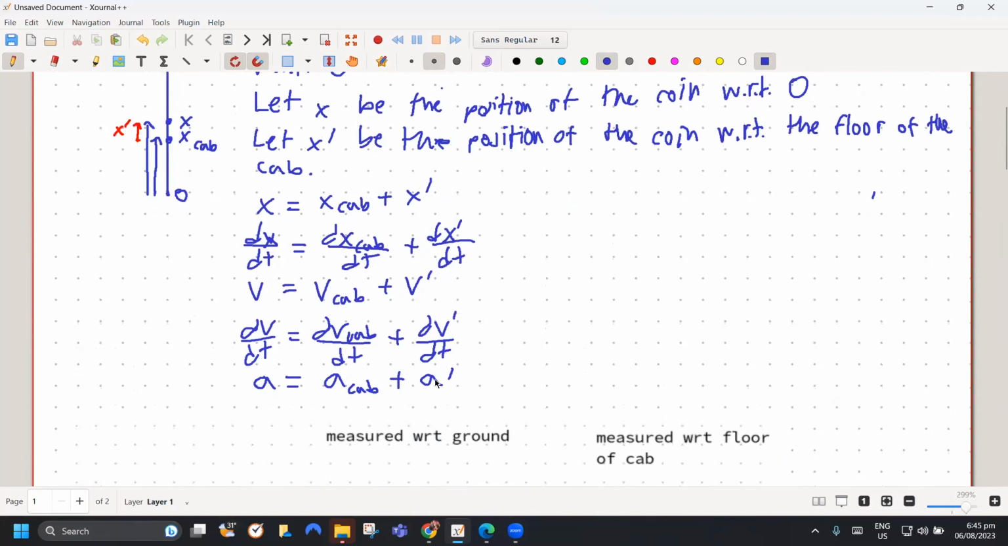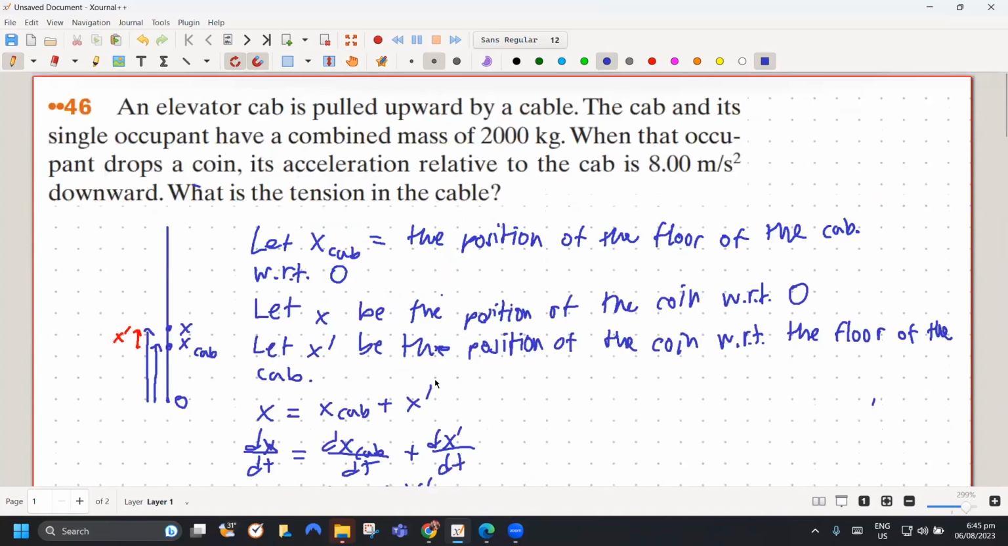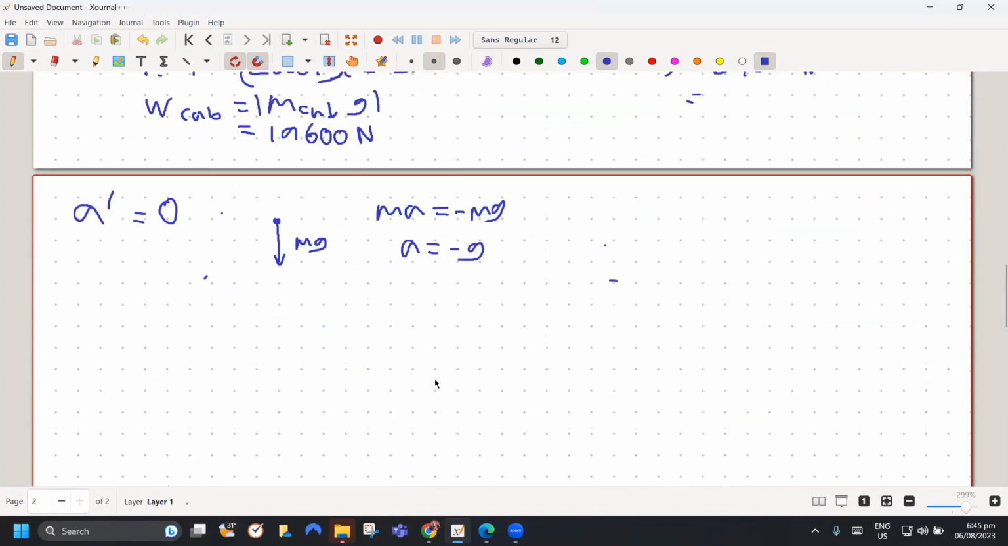A prime is 0. A, for the last situation? Negative g. So, A cab is equal to negative g.